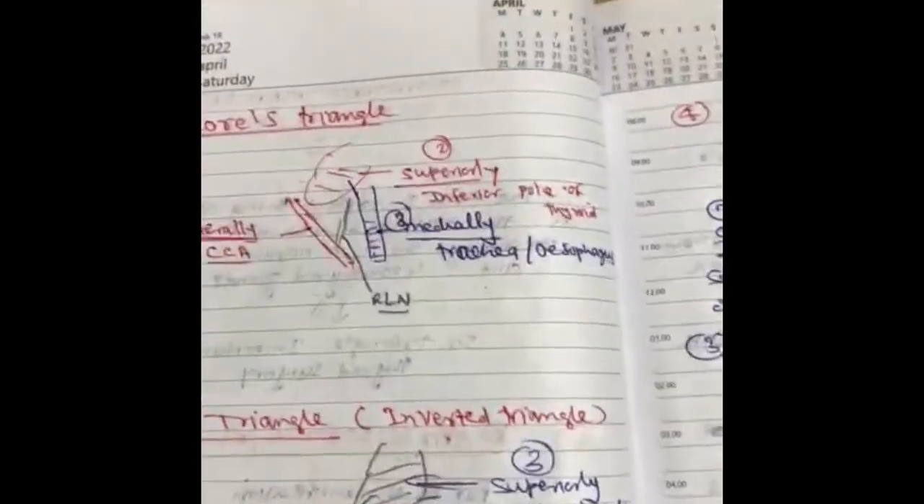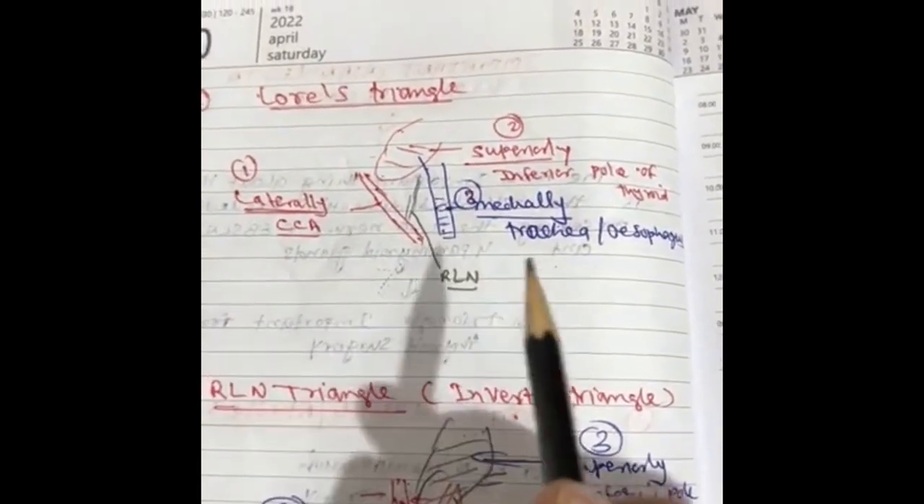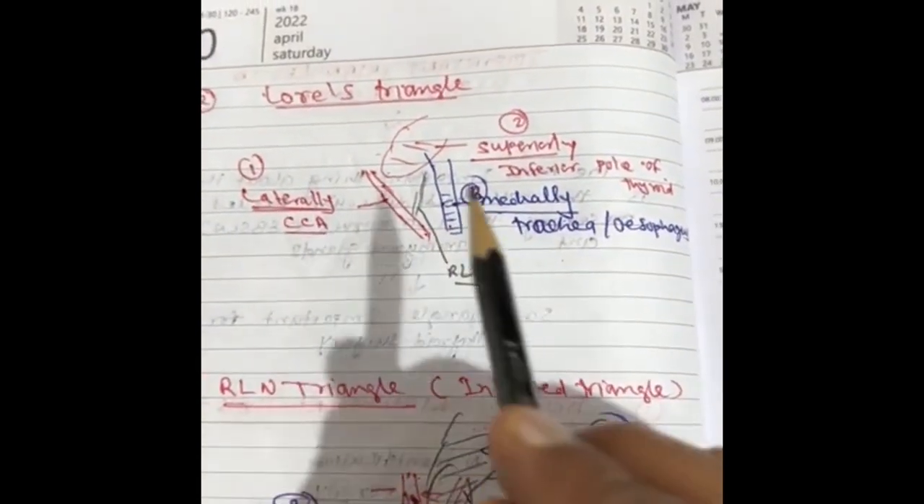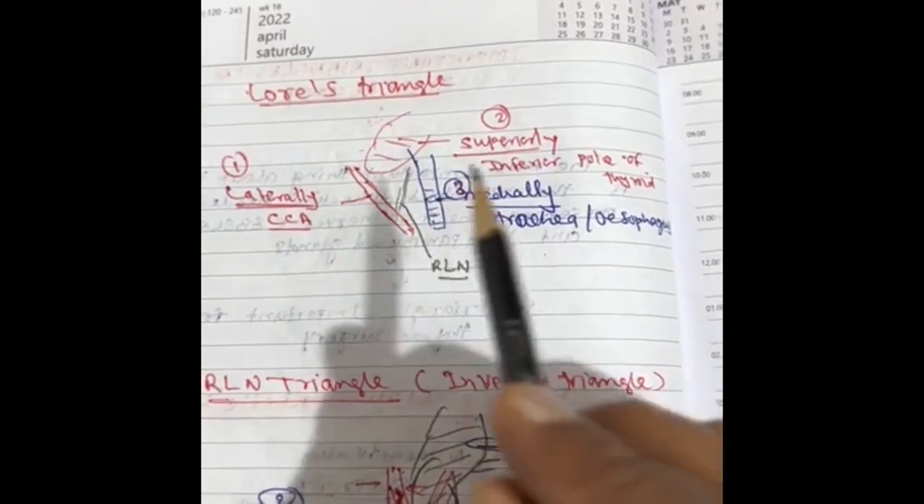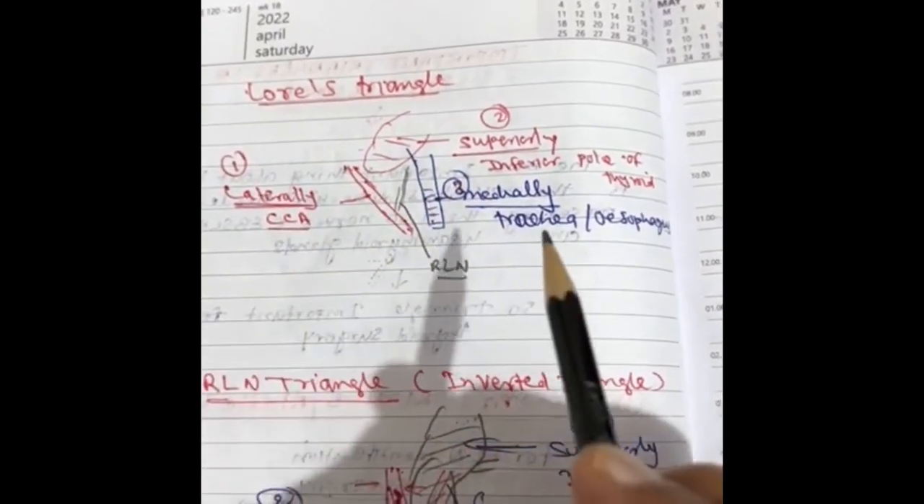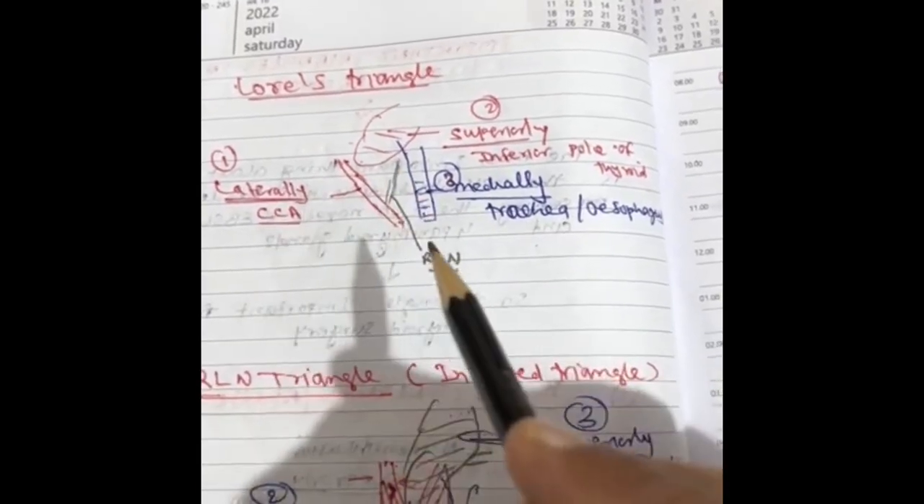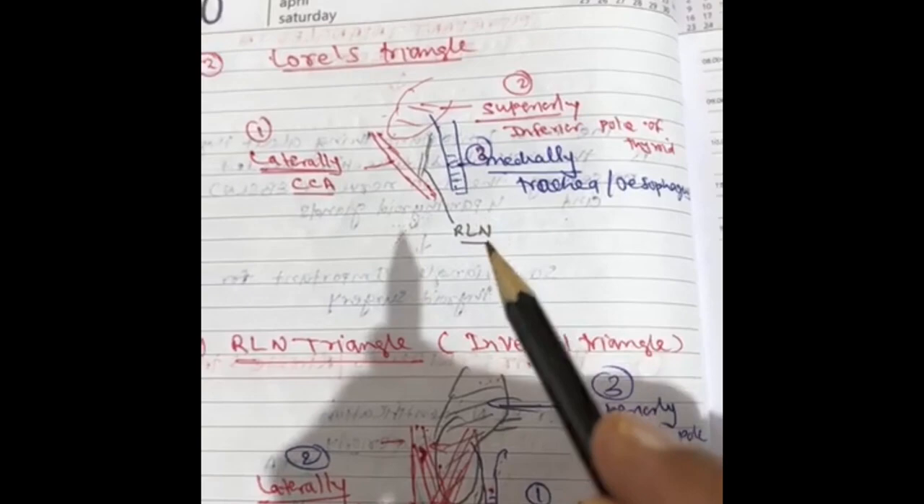The second triangle I am talking about is Lowry's triangle. In this triangle, superiorly you can see the inferior lobe of the thyroid, laterally the common carotid artery, and medially the trachea and esophagus. In Lowry's triangle, you can easily identify the recurrent laryngeal nerve.